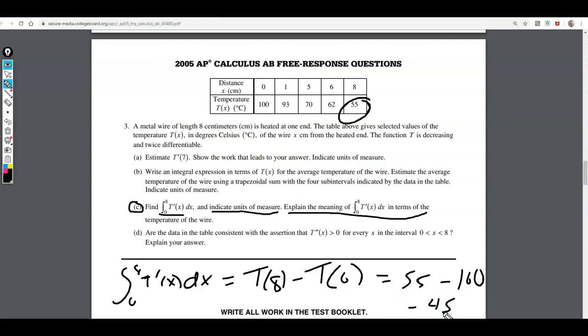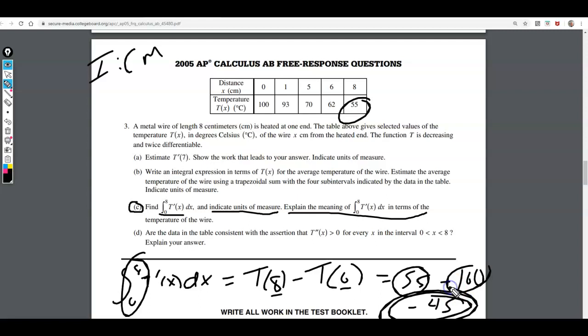But a value of negative 45 what? Well, 55 and 100 are both temperature values. Those are degrees Celsius. So what this means is that on the distance interval from 0 centimeters to 8 centimeters, the temperature decreases by 45 degrees. And once again, there's your context. Our input units are the 0 and the 8, which is centimeters. Our output unit is degrees Celsius. And the context is about the heat of the wire over that distance.